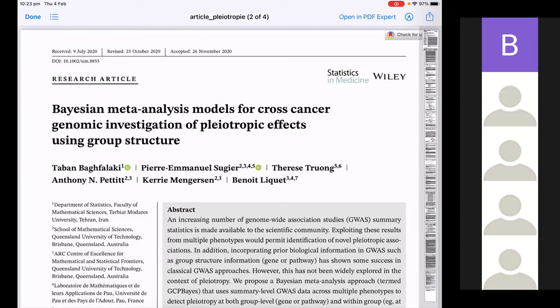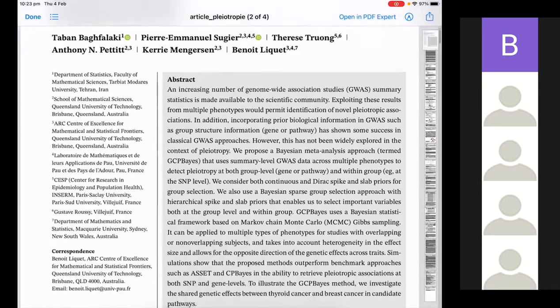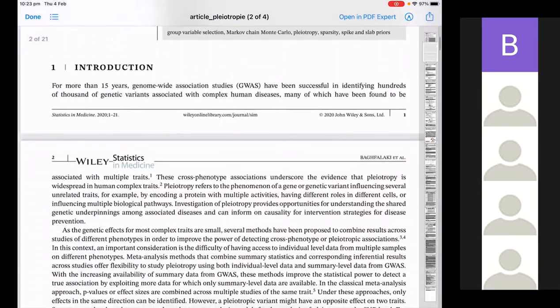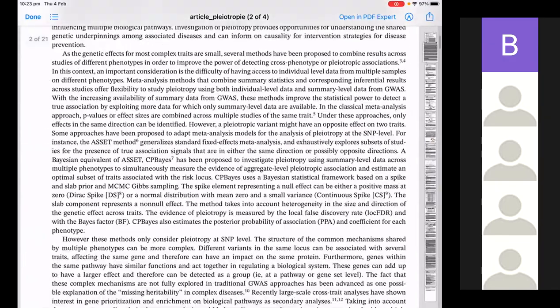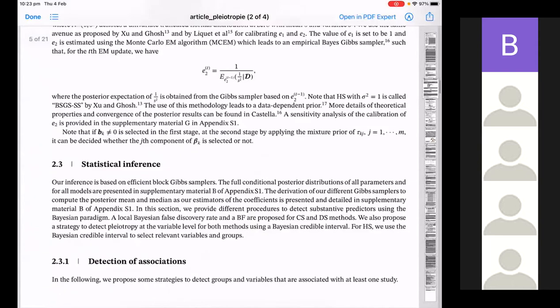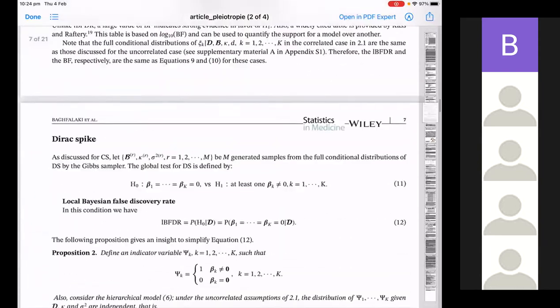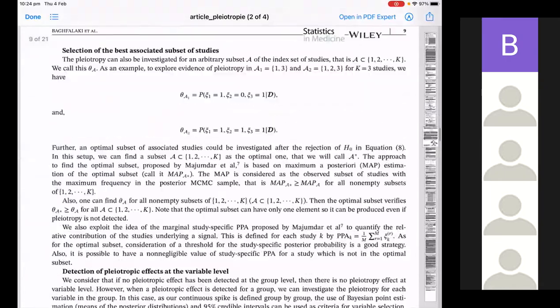So for example, we have some application here. We work with breast cancer data and thyroid cancer data. Our challenge was to detect some variants, some SNPs in the DNA, which can affect both diseases at the same time. So we use an approach with the Bayesian meta-analysis, working on summary statistics. It was a very huge data set. For example, this is more mathematics. You can see the mathematics of the Bayesian approach and all this. Published in Statistics in Medicine, so it's also available.